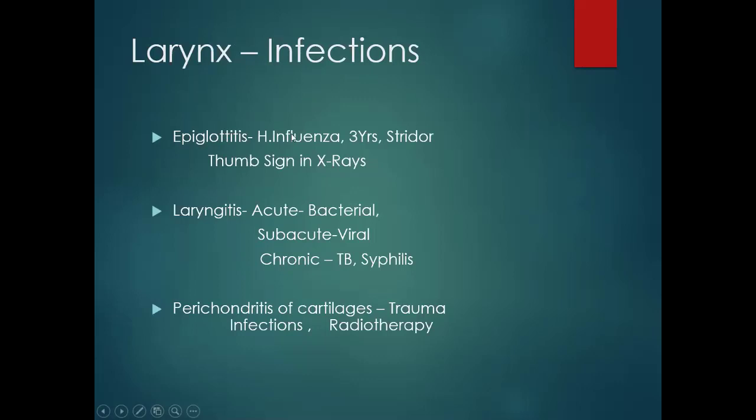Of the infections that affect the larynx, the commonest would be acute epiglottitis. Generally, it happens in the 3 to 6 year age group. Haemophilus influenzae is the commonest cause, and they present with stridor. There's a thing called the thumb sign in the X-rays, but generally X-rays are not done to diagnose it. If an X-ray is done, we can see a very thick epiglottis, which appears like a thumb on the lateral view X-ray.